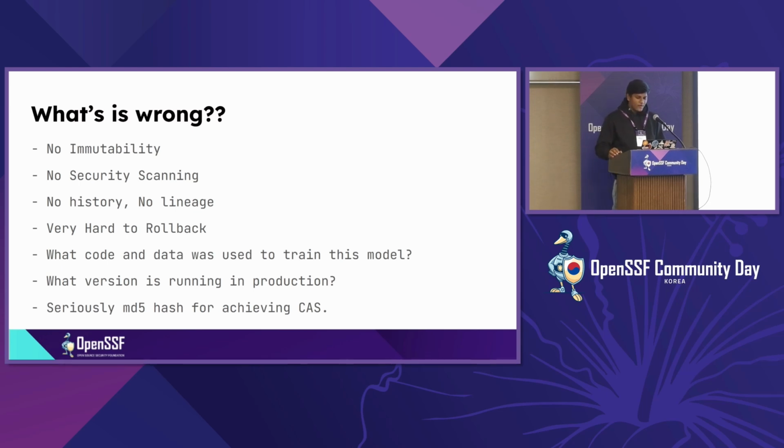Also, this question: what version of your AI model is running in production? These are critical questions that companies or people who deploy AI models don't have clear answers to, because they themselves don't know what exactly runs in production. They do a kind of guesswork, but there is literally no standard way of doing it. And basically, DVC uses MD5 hashes to correlate your data set to your ML code, which is kind of crazy.